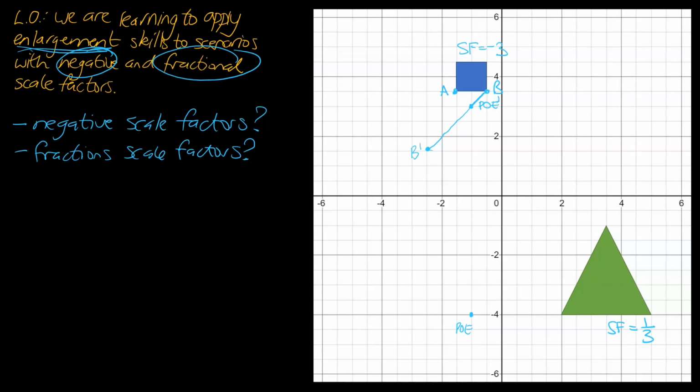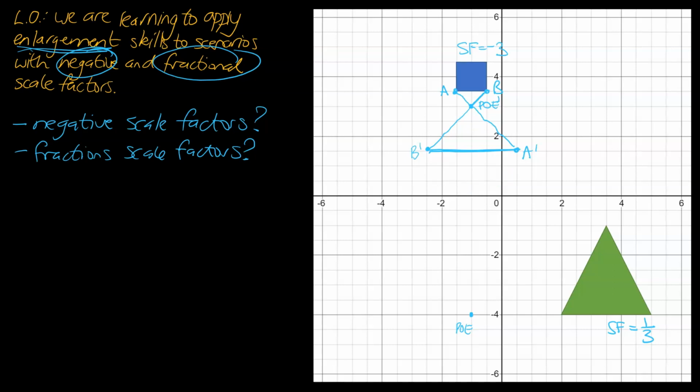We then need to repeat the same for A. So we've got 1 unit there, so we need to go past by 1, 2, 3. And that there would be A prime. And that there would be the top of our shape. And we can see that our shape has been flipped around. A has gone to this side, B has gone to the other side as well.